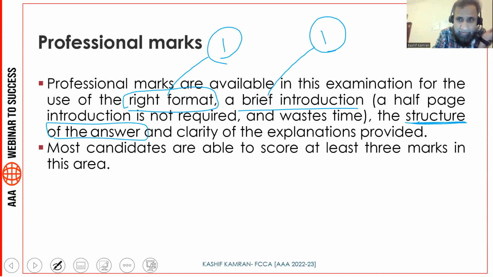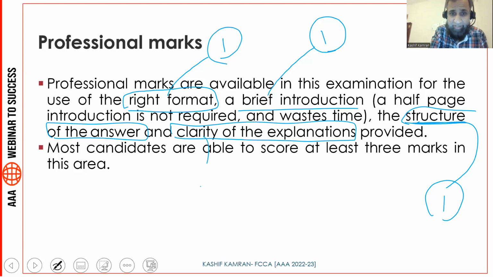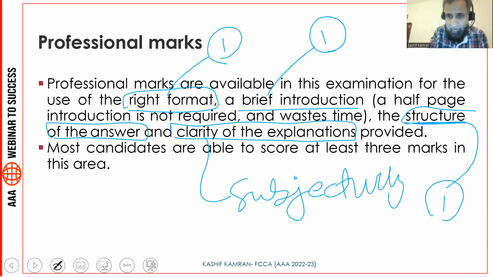Structure of the answer, 1. And clarity of the explanation, 1. Now that is very subjective, clarity. If you write the audit risk carefully, the way I've written the audit risk, or the way I've written the procedures, probably there is a greater chance you get clarity. But clarity is a very subjective mark. The examiner is saying a student can at least get 3 marks out of 4.